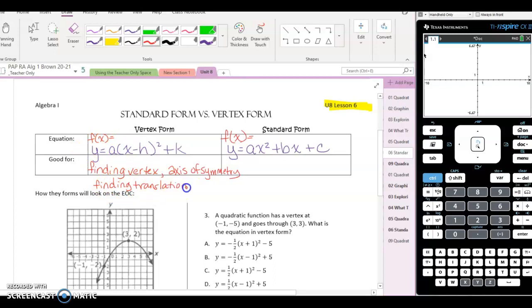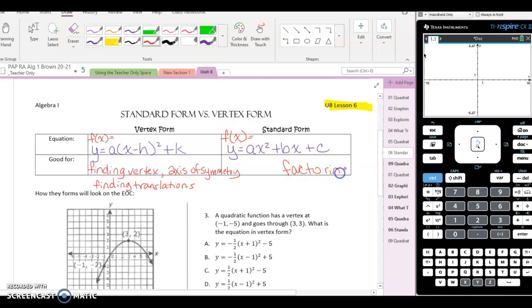If you want to know how something is translated from the parent function, you can look at the vertex form, and it will help you find that. All right, so standard form, that is good for factoring.